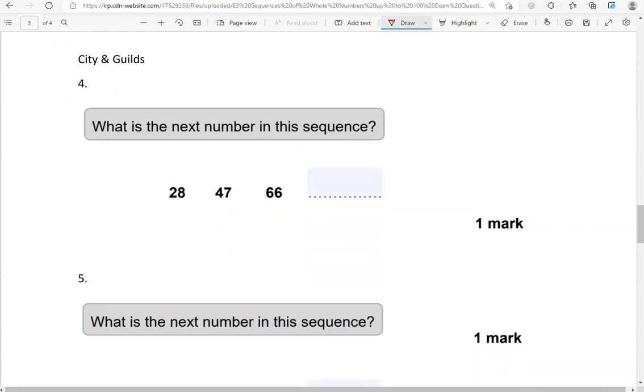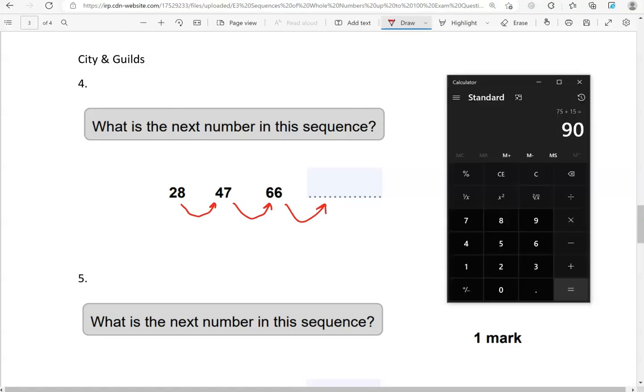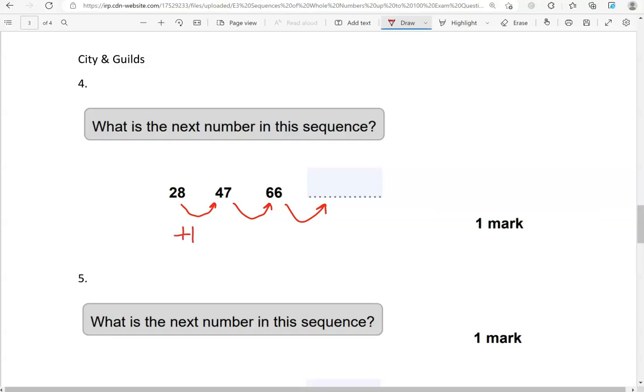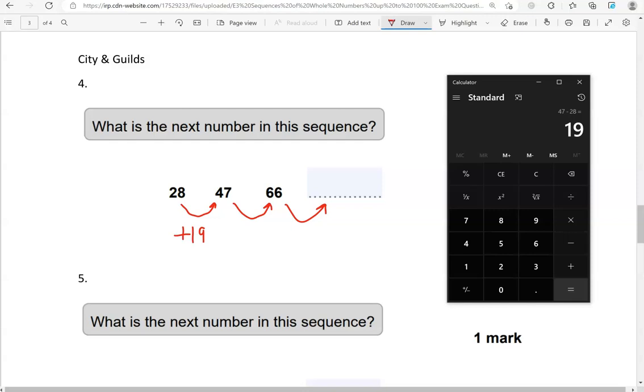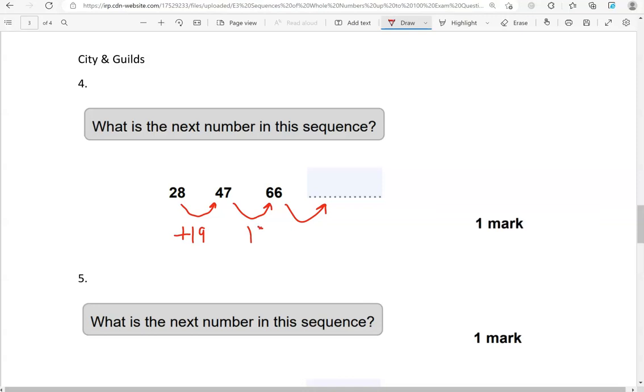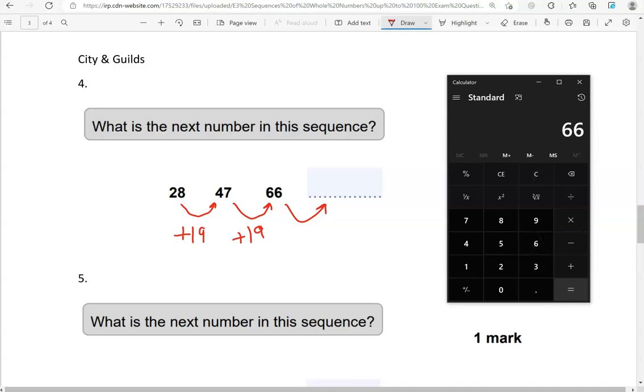What is the next number in this sequence? Let's find out. So 47 take away 28 gives us 19. So we add 19. 66 take away 47 gives us 19. So we add 19 each time. Now 66 add 19 gives us 85.